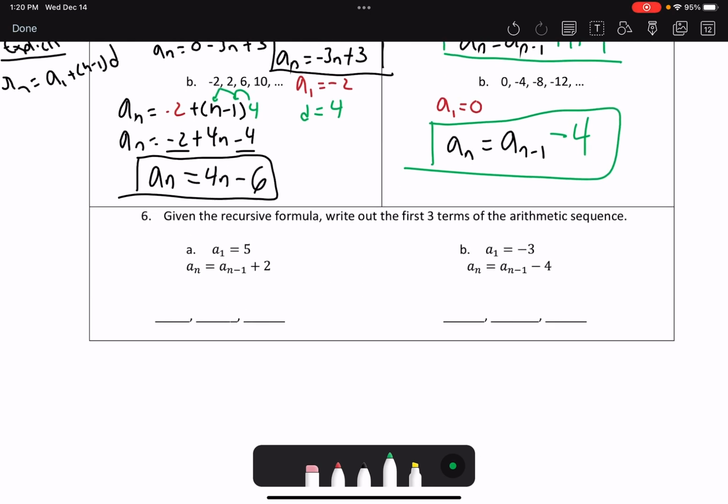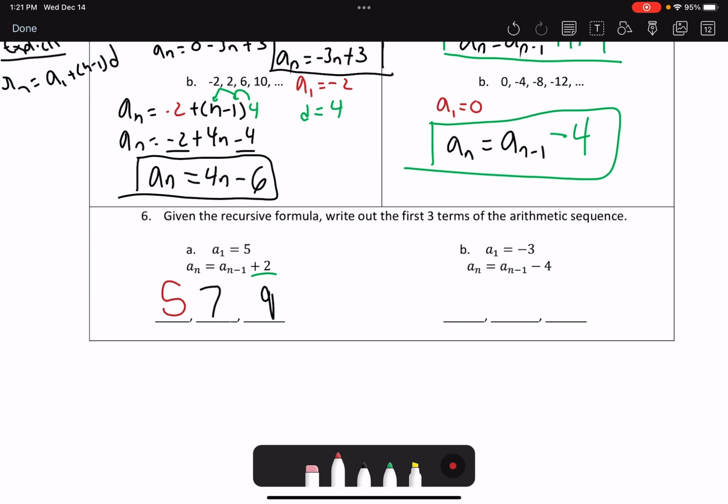Now let's apply some of these recursive formulas. So I've given you, for A, the initial value, and then it asked me to write out the first 3 terms of the arithmetic sequence. So I know I'm starting with an a sub 1 value of 5, so that initial value is 5. And my common difference is 2. So 5 plus 2 is 7, and 7 plus 2 is 9.